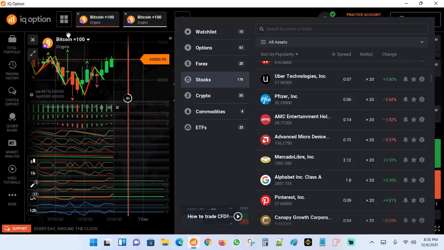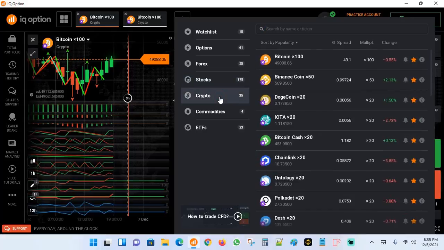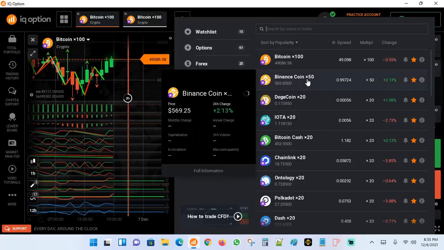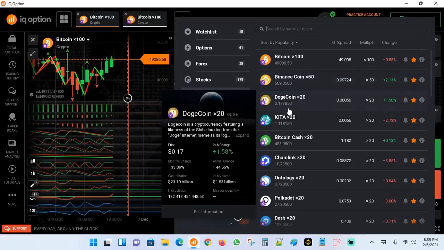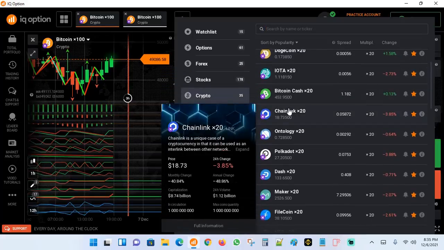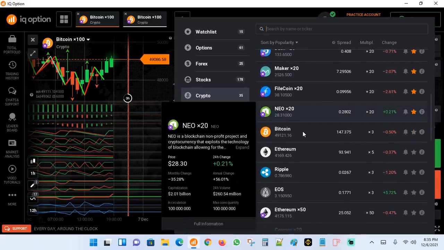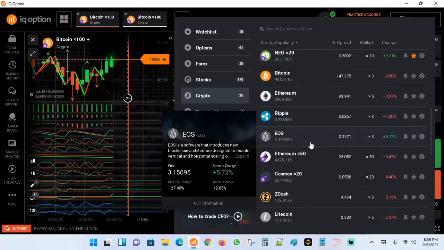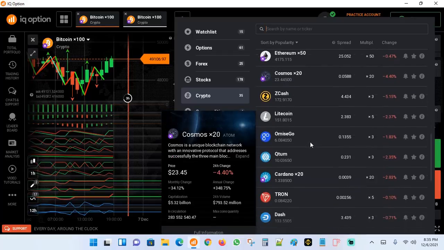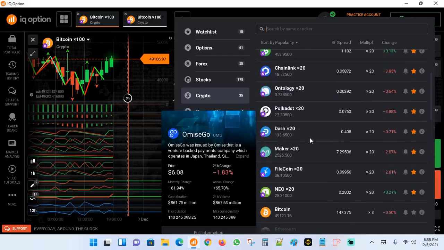I'm dealing in Bitcoin for a reason I'm yet to explain. I will be explaining why I'm dealing in only Bitcoin and not other coins, currently in test mode. It also works in all coins: Binance, Dogecoin, people who are dealing in Chainlink, Polkadot, Ontology, Dash, Maker, Filecoin, Neo, Ethereum. I've seen most people dealing in Ethereum. The system works in Ripple, Cosmos, Litecoin, name it.